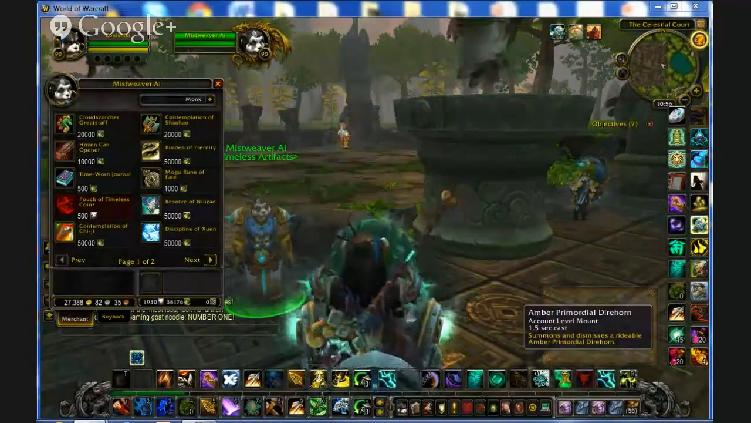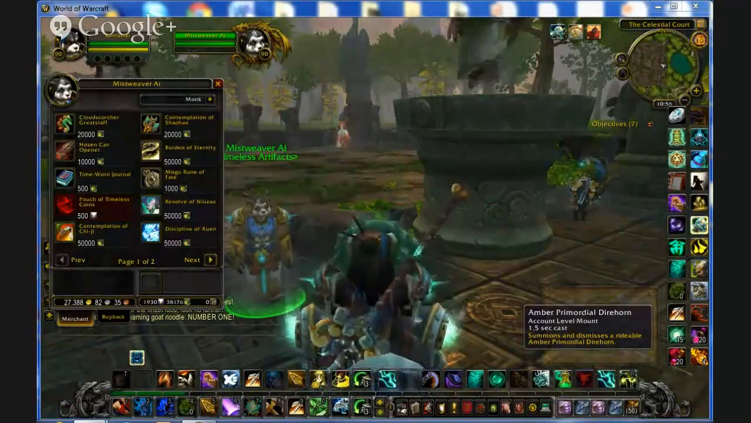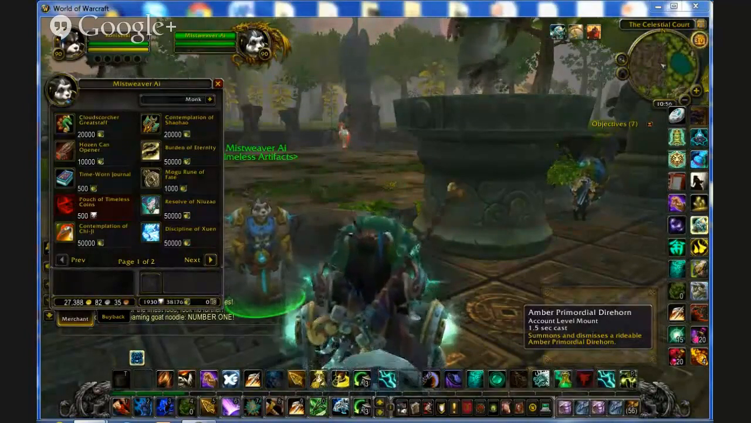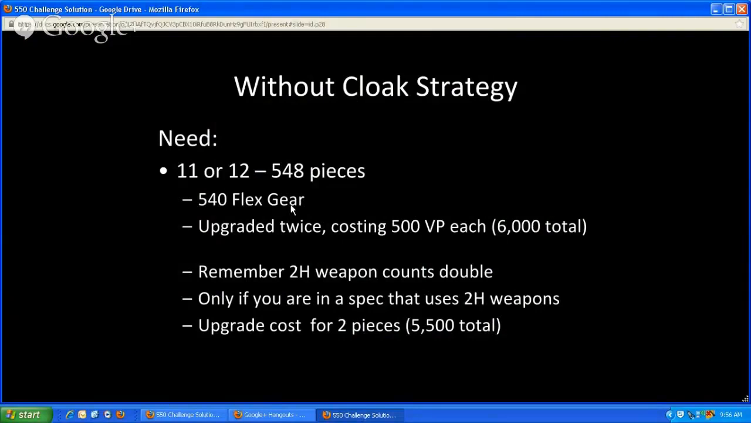The caveat here, obviously, is if you are a class that allows you to use a two-handed weapon, so if you use a bow, a two-handed sword, a staff, or of course a two-handed mace or axe. Those give you a little more flexibility, because then you really only need 11 pieces, because remember, Blizz counts those as two pieces. So that's something that hunters and druids and some other classes that use two-handed weapons have an advantage over those that have to have two one-handers. So those are some things to look at there as how to get there.